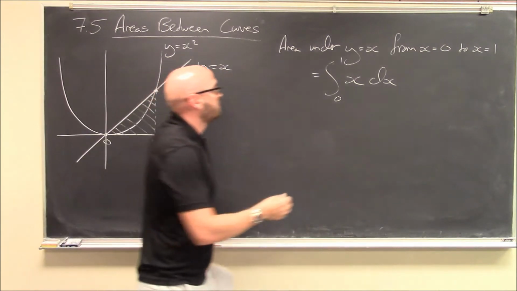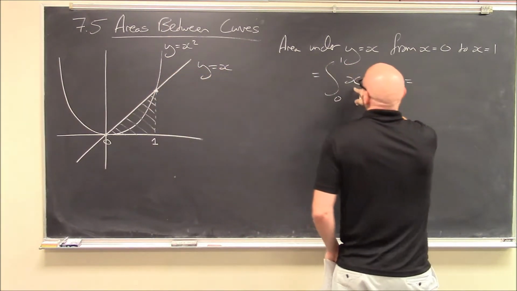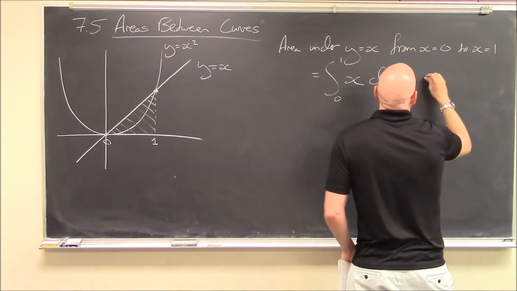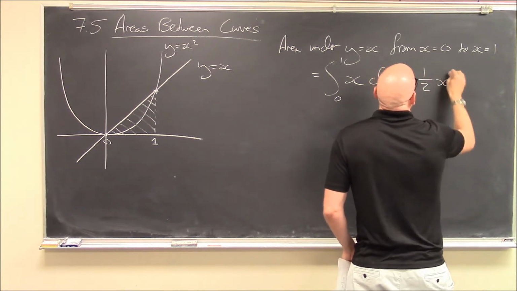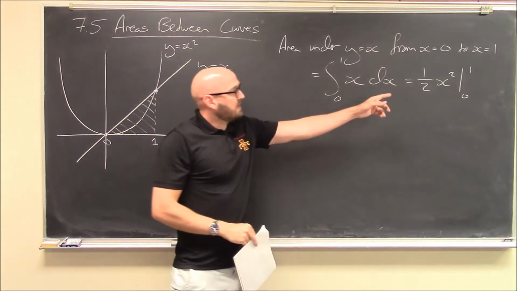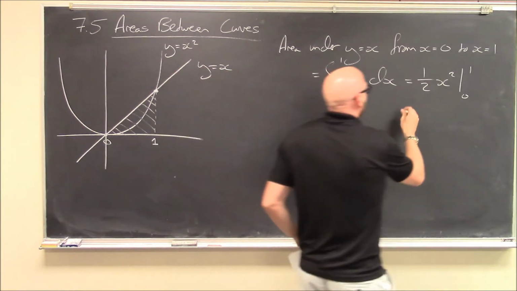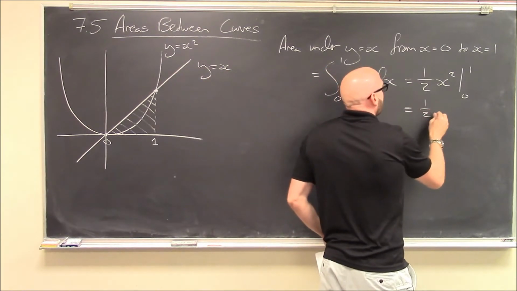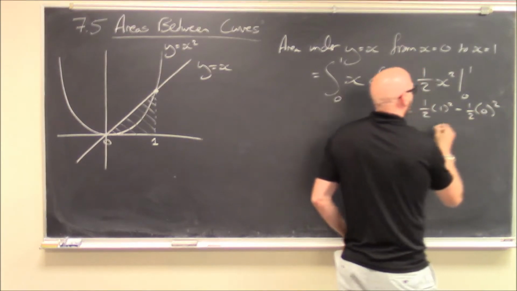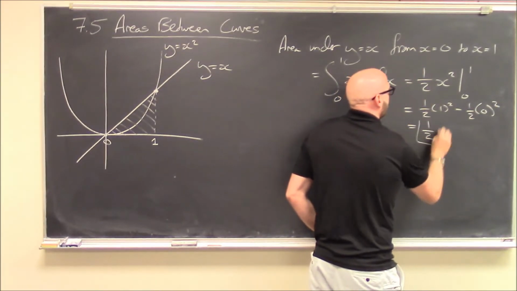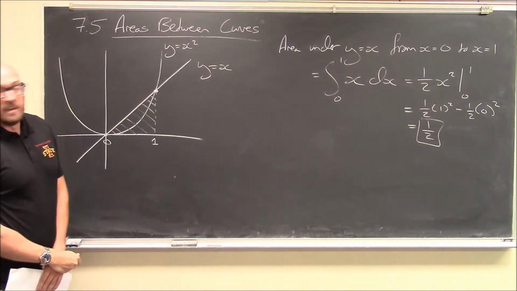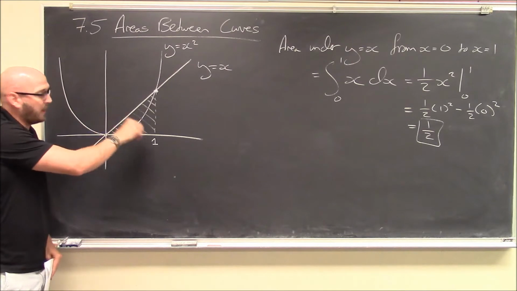And if you compute this algebraically, the antiderivative for x would be, increase the power by 1, x squared over 2. So 1/2 x squared, evaluated from 0 to 1. Plugging in 1 just gives us 1/2. And we'll do this formally. This will be 1/2 times 1 squared minus 1/2 times 0 squared. That's 1/2. Right? So there's the area of the white shaded region.